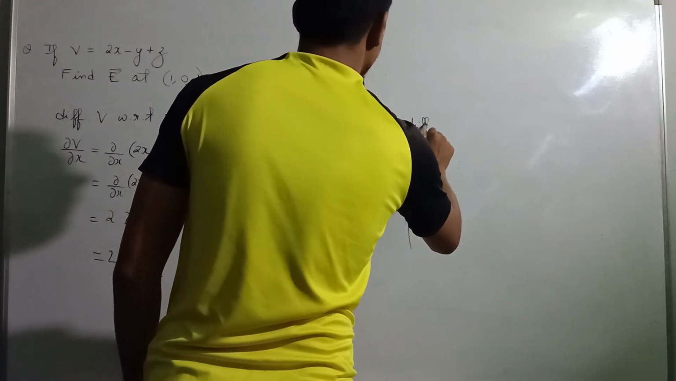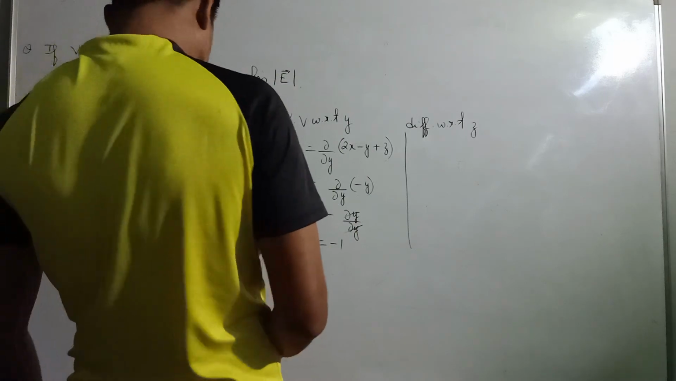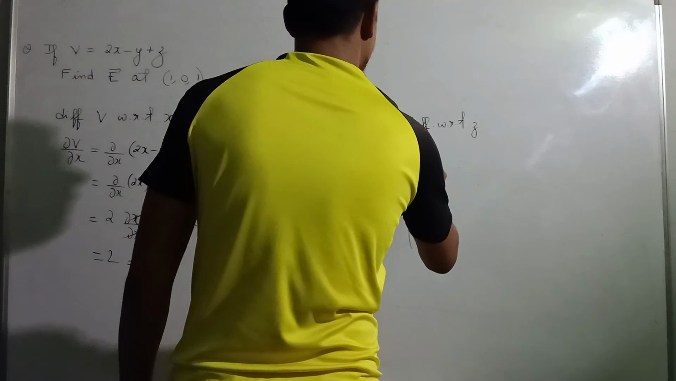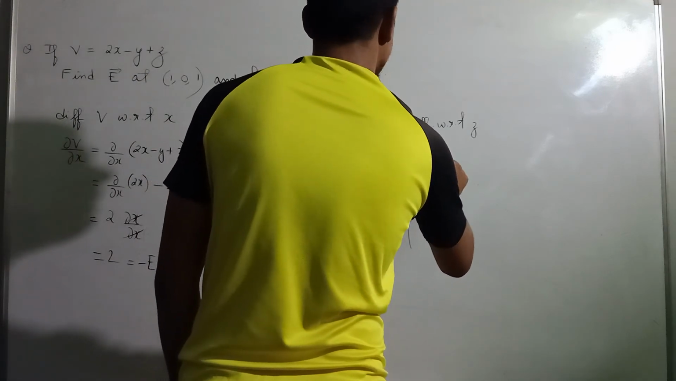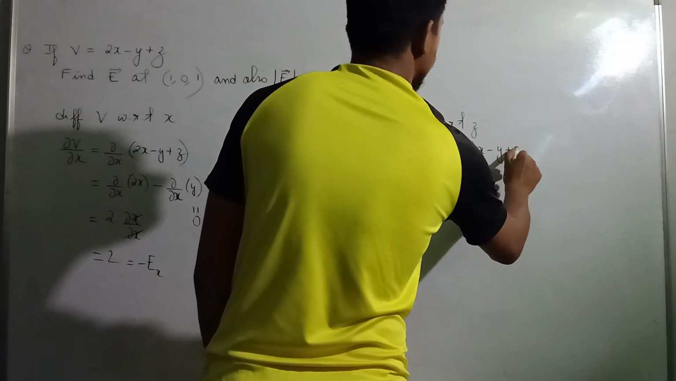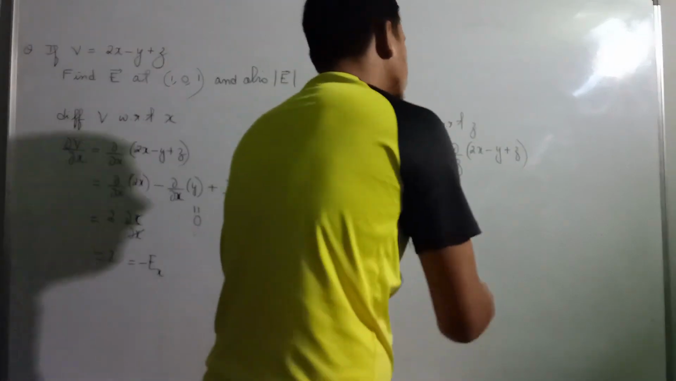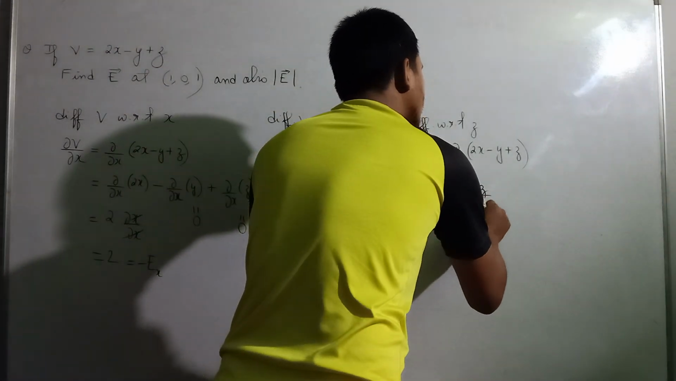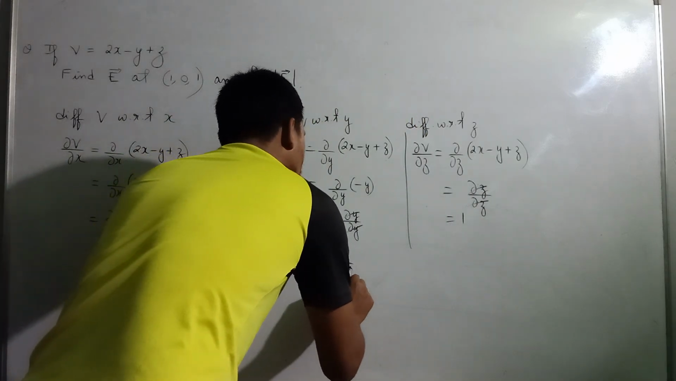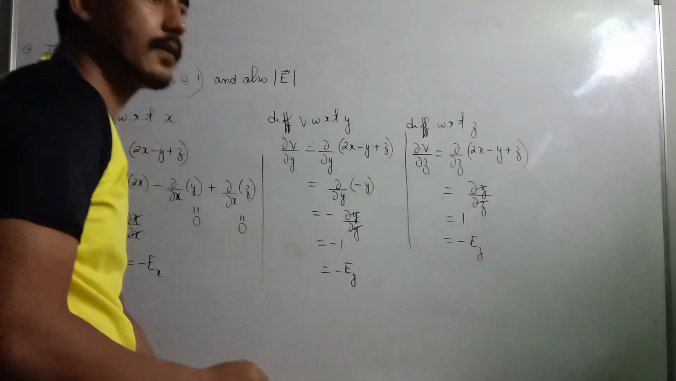Again, differentiating with respect to z, then what? Del V by del z is equal to del upon del z of 2x minus y plus z. Differentiation of x with respect to z is 0, y with respect to z is 0. So I'm going to differentiate only del z with respect to del z, which is 1. So this is your minus Ey, this is your minus Ez, right?